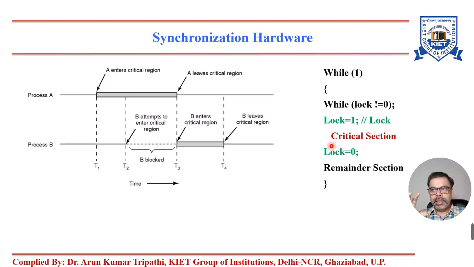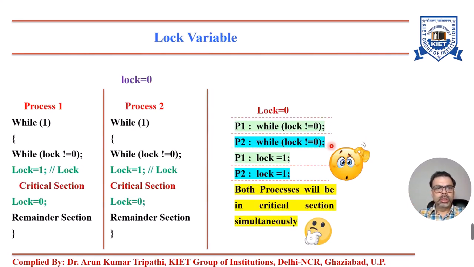Now I am taking an example with two processes. Suppose there are two processes, P1 and P2, and initially the value of lock is equal to 0. When process P1 wants to enter into the critical section, it will check the value of lock. Lock is 0, so the condition lock not equal to 0 is false and it will enter into the critical section. It will set the value of lock to 1 and execute in the critical section.